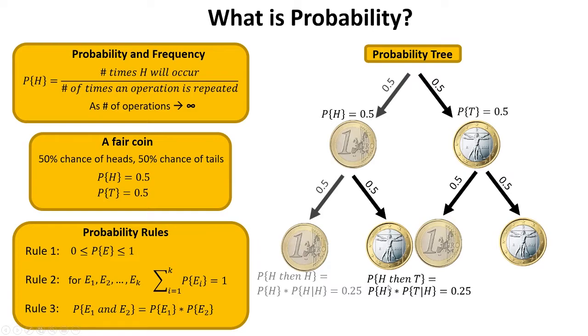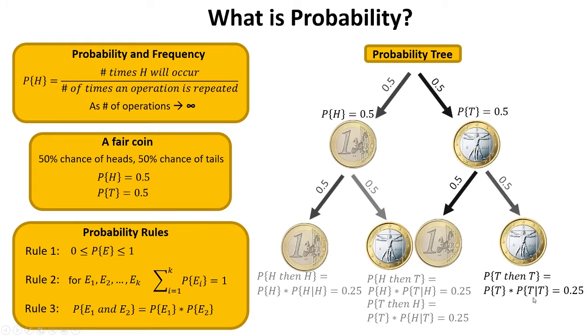If we were looking at heads and then tails, it would be the probability of heads, which is 0.5, and then the probability of tails if heads has already occurred, which is 0.5, and you'd end up with 0.25. Tails and then heads would be the same thing, 0.5, 0.5, tails, then heads. And if we were seeing tails and then tails, it would be 0.5 and 0.5 for tails, and then tails given tails. So that's how this rule 3 works out. If there's 2 independent flips, you're just multiplying them together to get the ultimate probability.